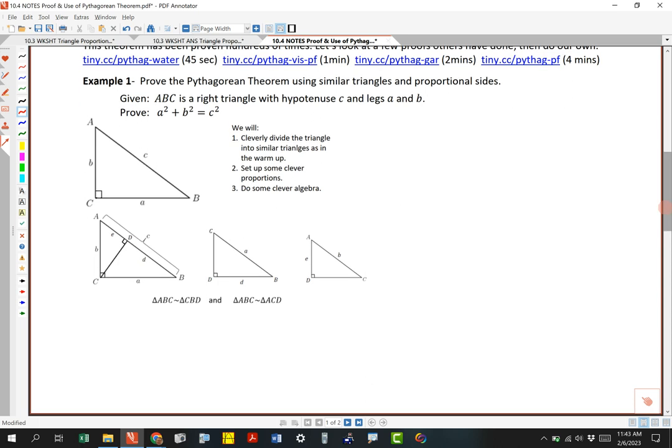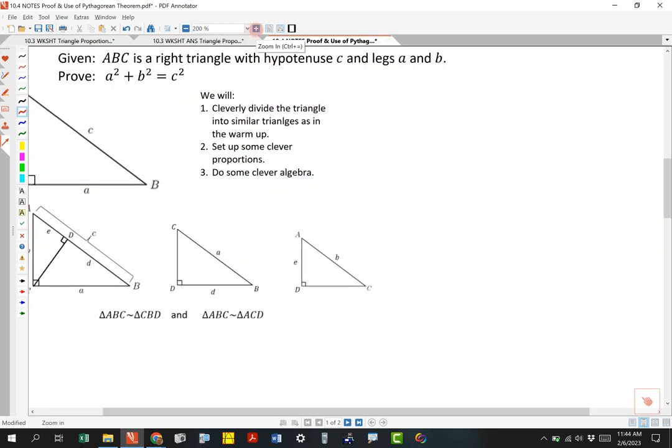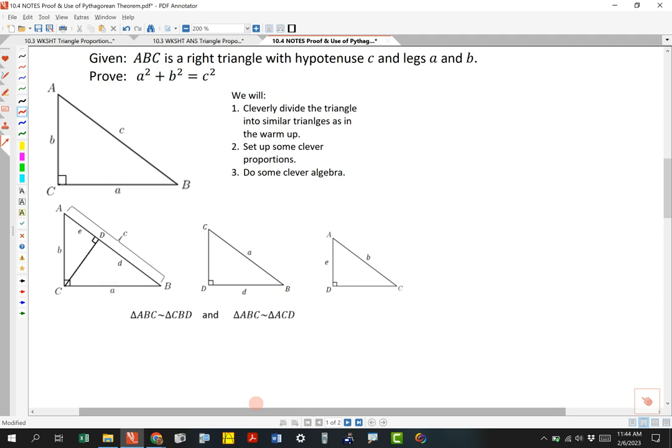Okay, we already figured out that those are similar by angle-angle similarity, correct? Okay. You ready? Because this is going to go quick. We've taken this triangle and we did a clever division like we showed up above. Now we're going to set up some clever proportions. The first thing I want you to notice is that the only things we really know about the sides of this triangle right here are just A and D.